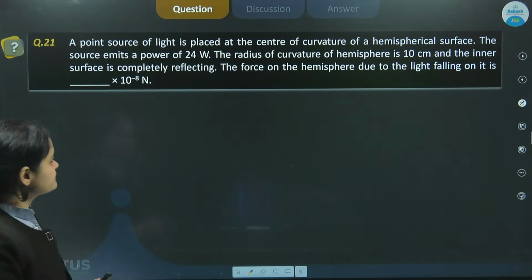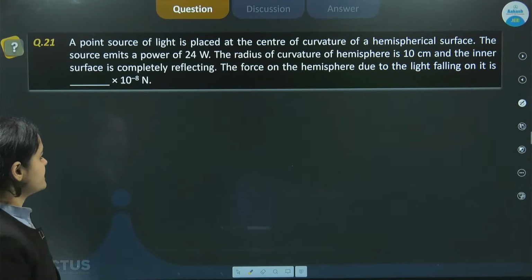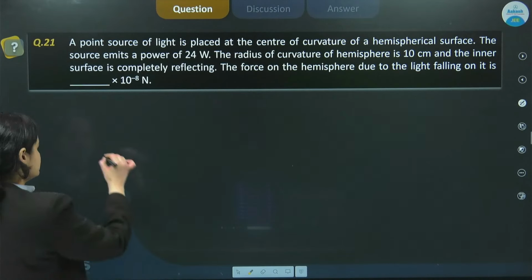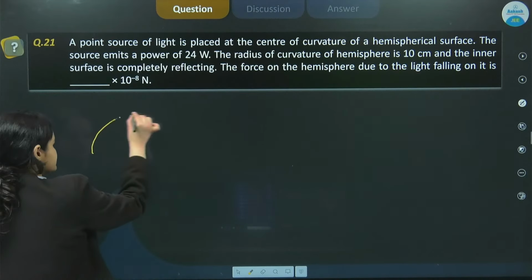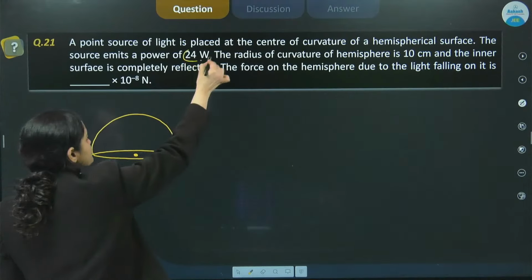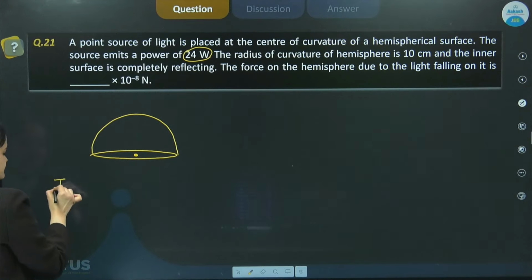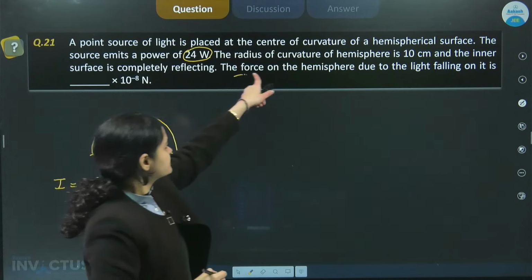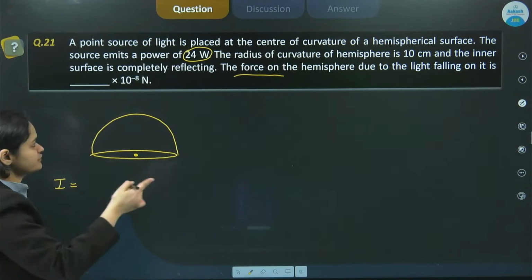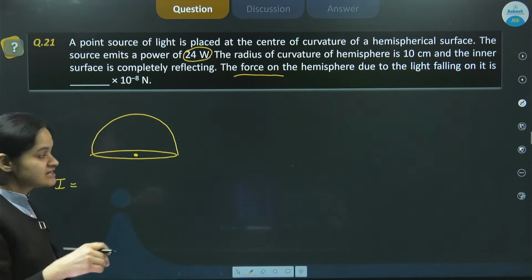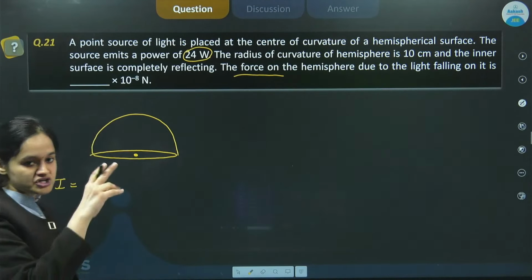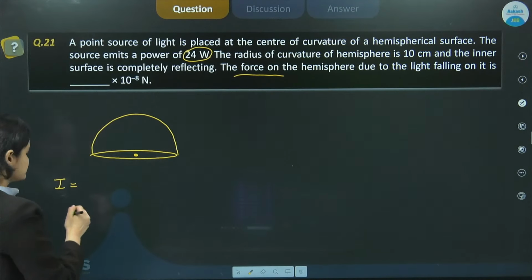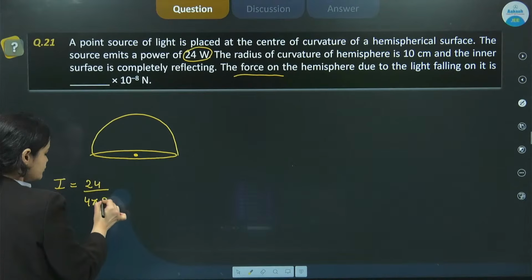A point source of light is placed at the center of curvature of a hemispherical surface, it says. Okay, तो ये hemispherical surface है. यहाँ पे center में हमने point source रखा है जिसकी power is given to us. So I can write intensity, क्योंकि see we have to find out the force. तो force के लिए we are trying to find out the radiation pressure first. Then we are going to use radiation pressure to find out the force. ठीक है? So intensity is going to be power upon area, 4 pi into radius square.